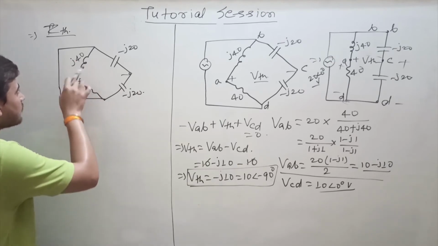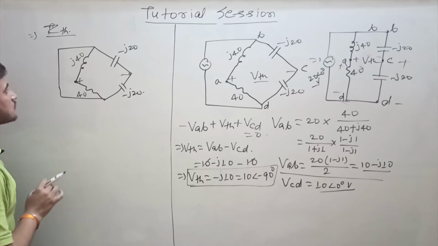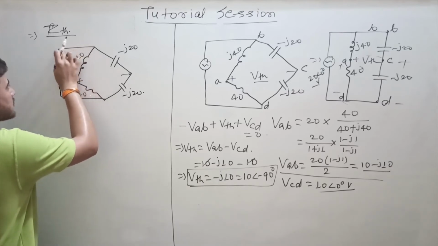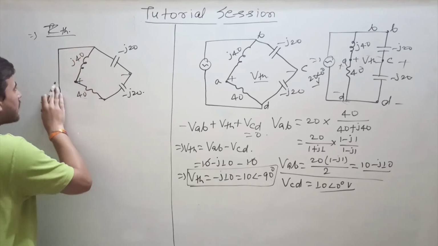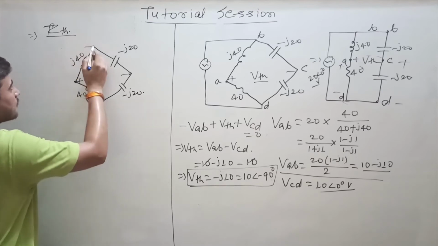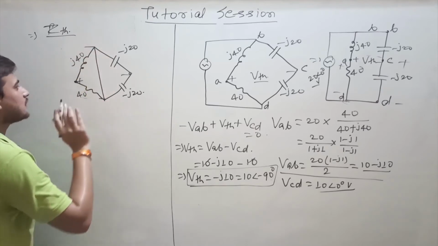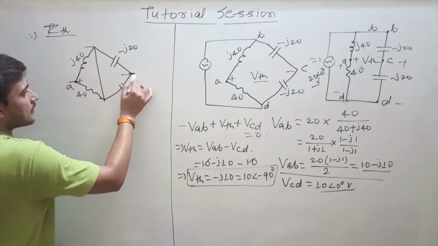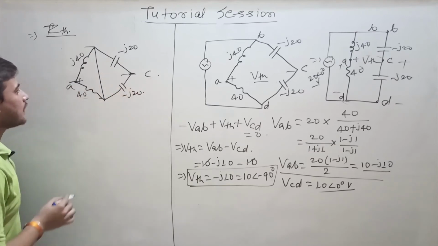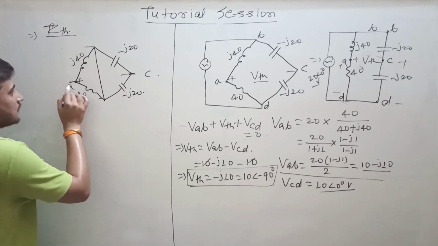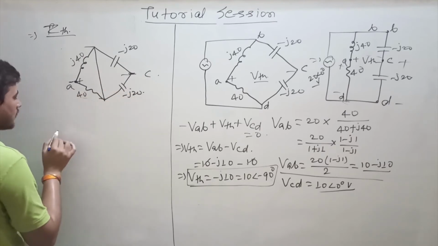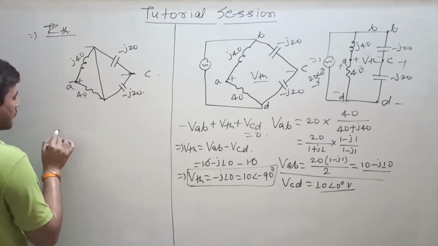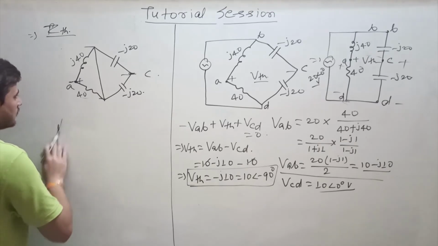Here the circuit may be looking complex, but you see one thing. The wire which is connected like this one, you can connect this wire by this one also, then no problem. Here the point is A, here the point is C. Now if you have to find AC, that means Thevenin's impedance, then you can redraw the circuit like this one.